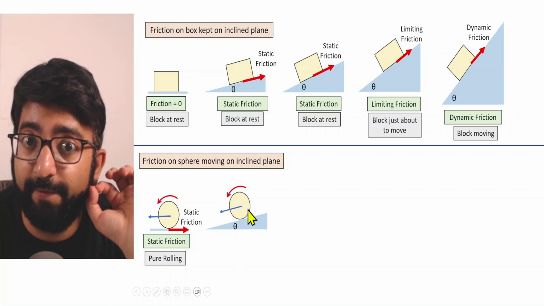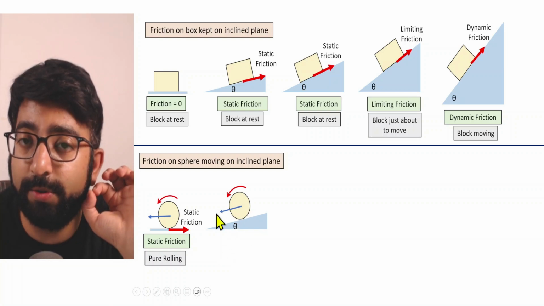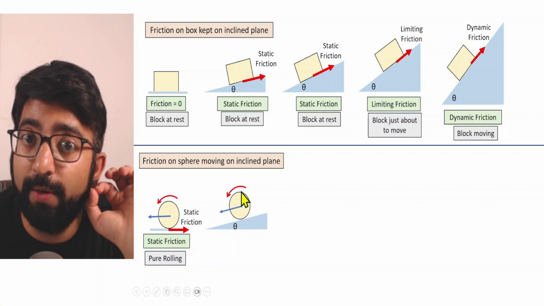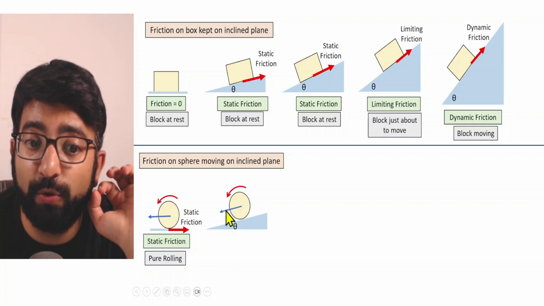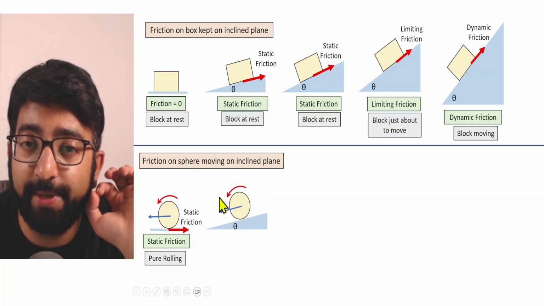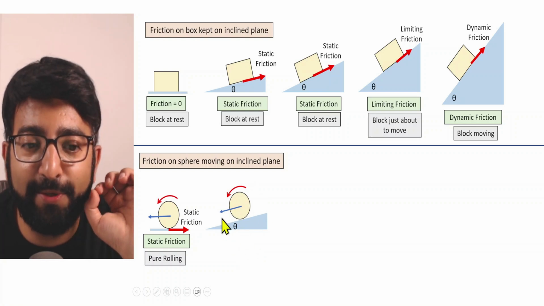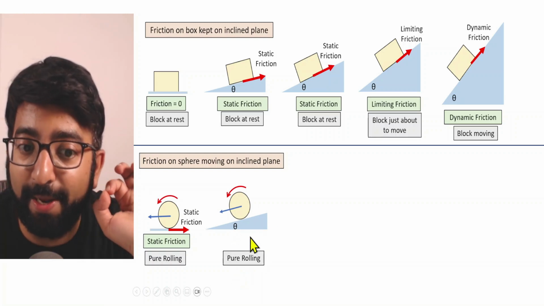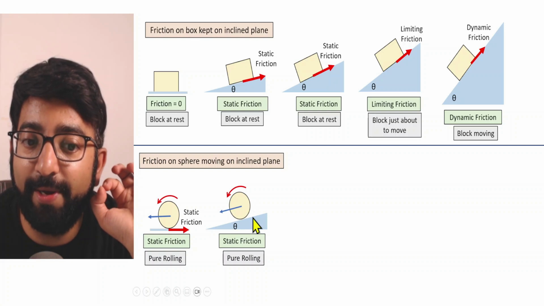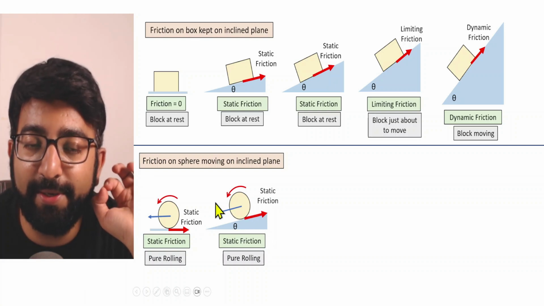And now, let's say the same wheel is kept on an incline, and because of the angle of inclination, the wheel is, of course, going to roll down because of gravity. So the wheel is not only going to have linear acceleration, but also angular acceleration. In this case, you can see omega is in the anti-clockwise direction. Even in this case, let us assume that the wheel is rolling without slipping, so pure rolling. Since there is no slip, friction acting on this wheel will be static, same as in case 1.